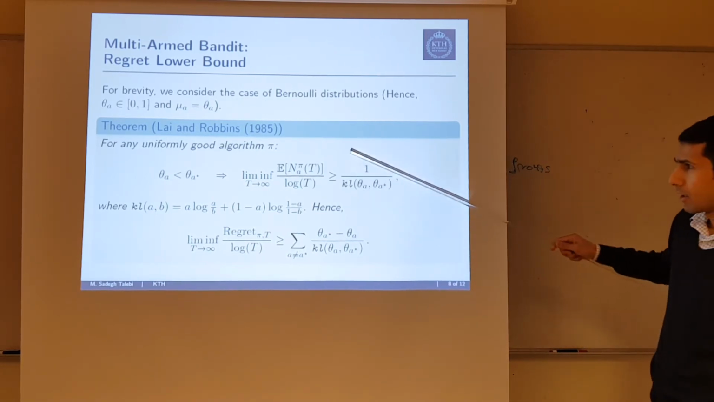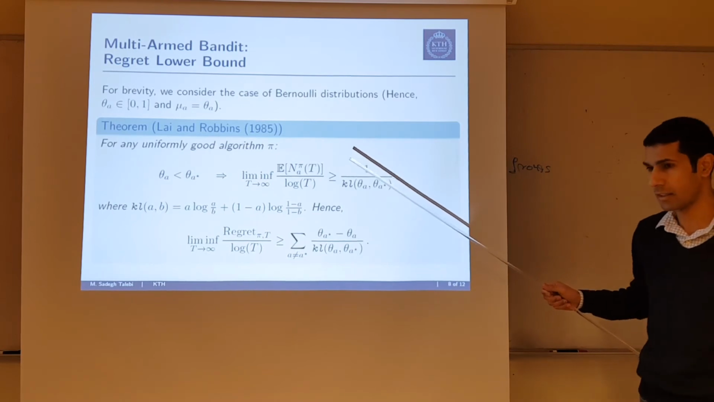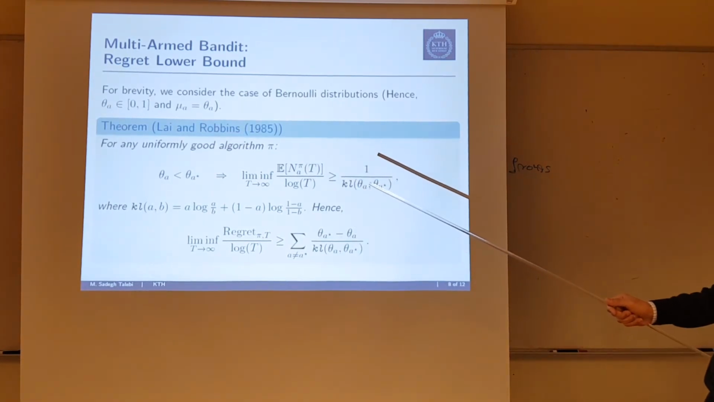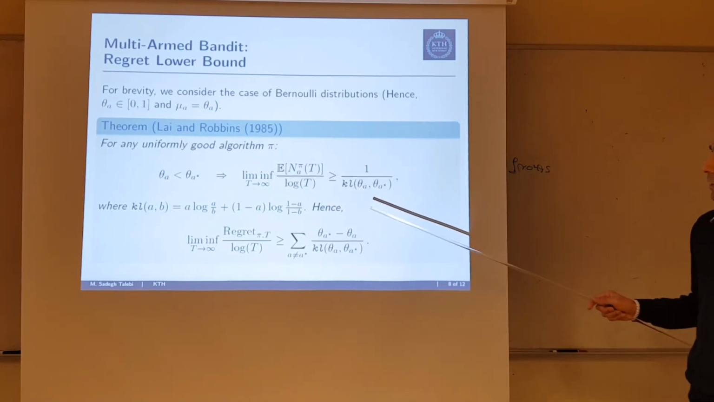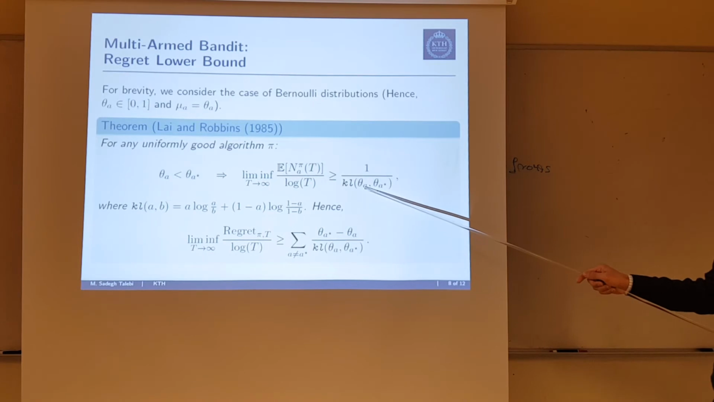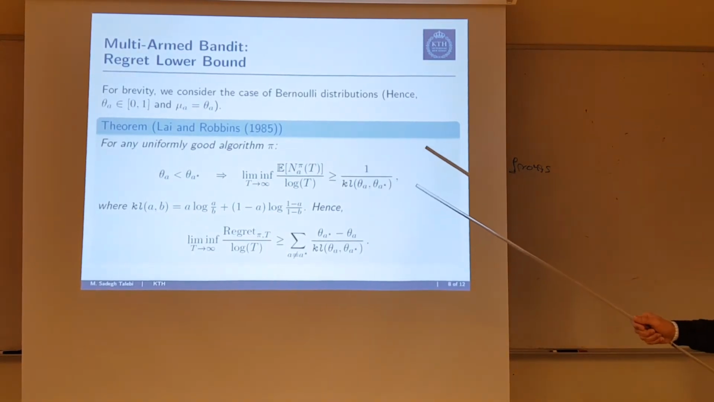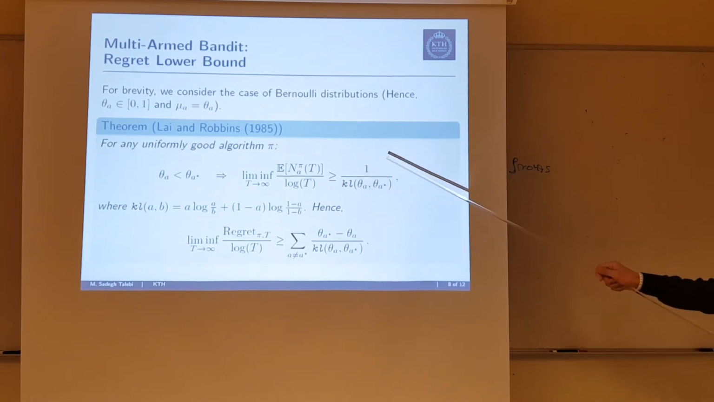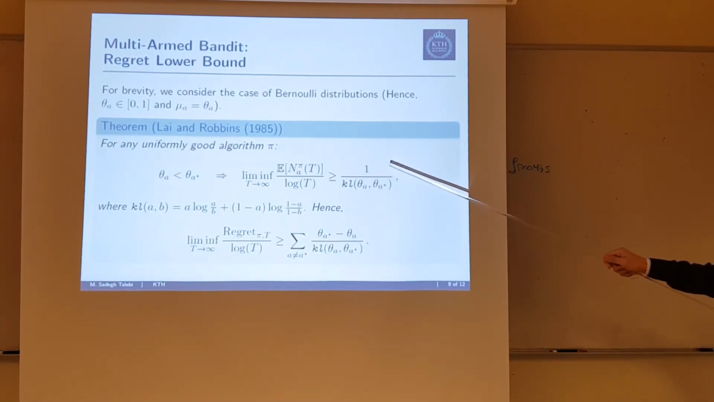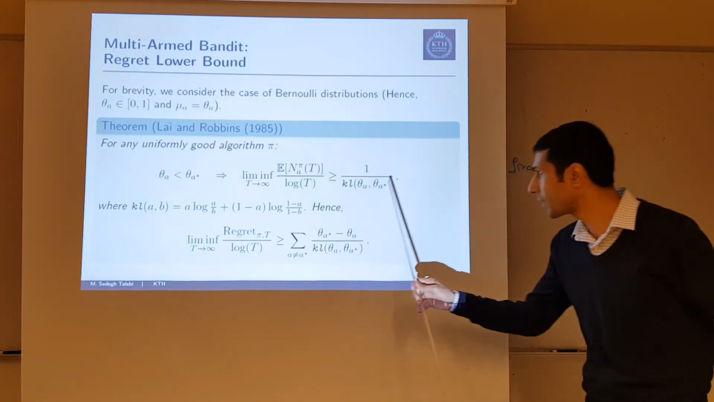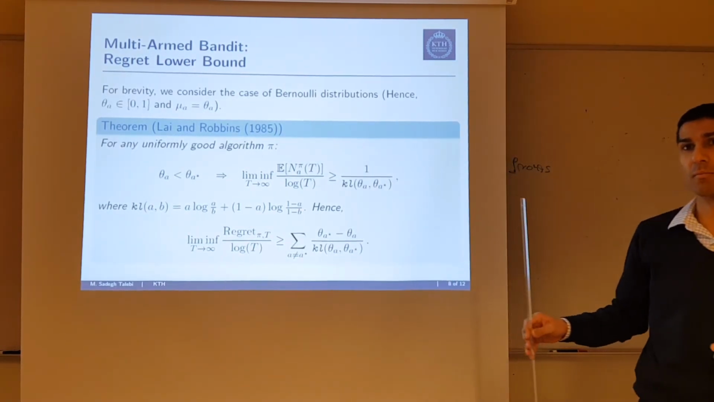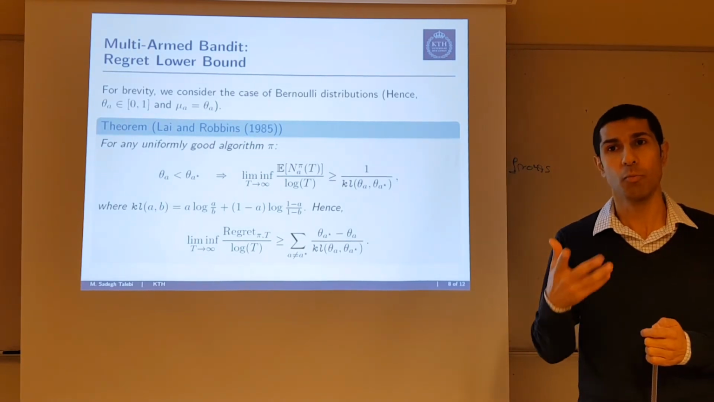So there could be some intuition derived from this regret upper bound, regret lower bound. It says the closer theta A is to theta A star, basically this KL would be smaller and this quantity would be bigger, and any algorithm pi should select this arm A, where theta A is closer to theta A star than any other arm, much more. But how much more is very important.